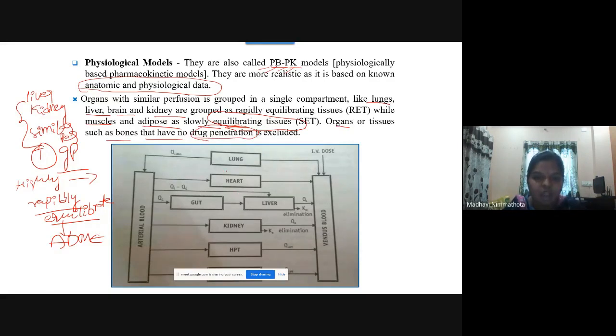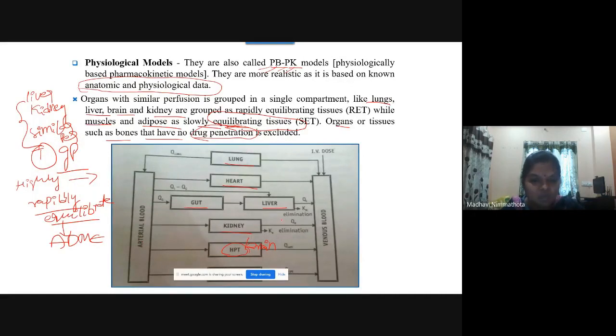See how the physiological model is organized. Here this is a lung and this is a heart. This is a gut, this is a liver, and this is a kidney, and this is liver, lung, and brain. These are highly perfused tissues. They are joined to the venous blood, and here you have the arterial blood.